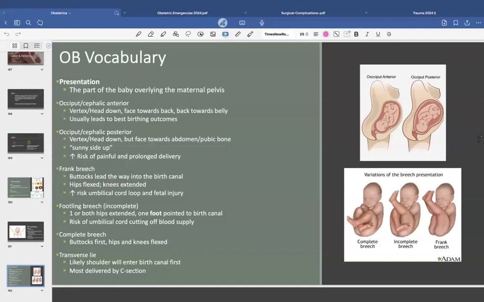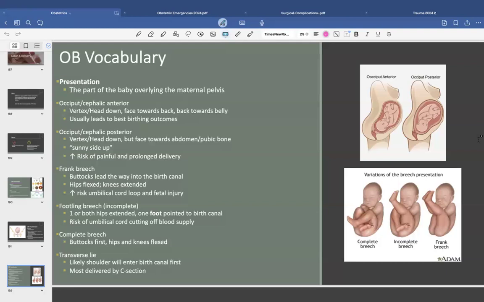Another position, which you'll see in another picture, is transverse lie, which is another presentation. For these babies, their shoulder will likely enter the birth canal first. These babies usually have to be delivered by C-section. It is very hard to maneuver the baby back to a position to come through the pelvic inlet. So most of those babies are going to have to be delivered by C-section.